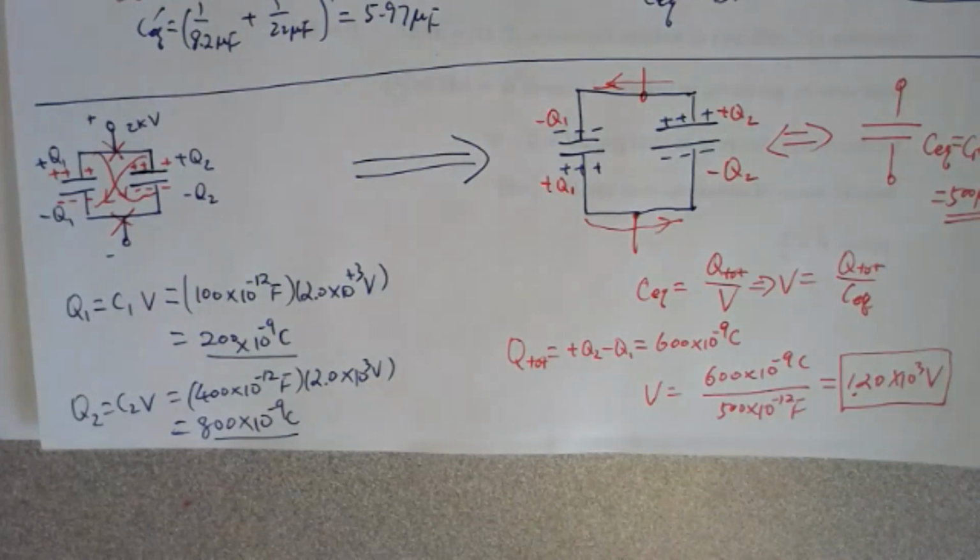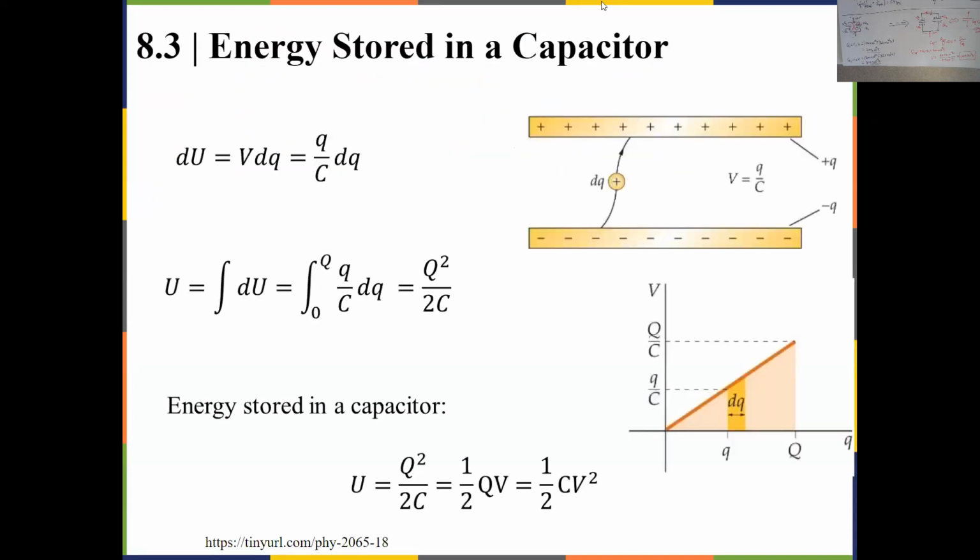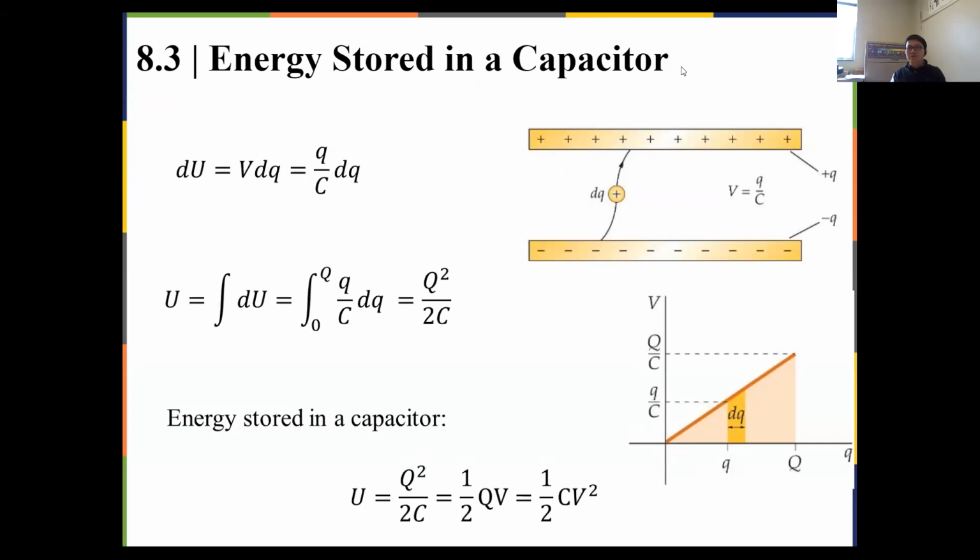All right. So, back to the slide. We have talked about the charge on the capacitor, right? So now let's take a look at the energy stored in the capacitor.